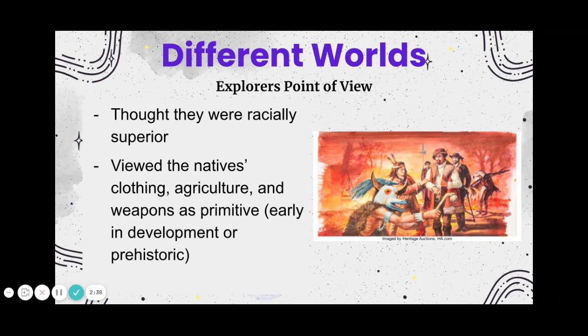So the explorers, how did they feel? They thought they were actually racially superior to these Native Americans. They believed that they were uncivilized, they couldn't read, they couldn't write, they were dumb. So the Europeans thought they were better than them. They thought since they were white and they sailed for their countries that they were racially superior. They also viewed the natives' clothing and agriculture, their practices, their weapons as primitive. They believed that they were centuries behind them.